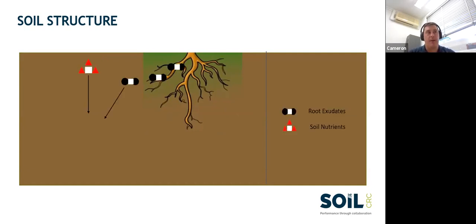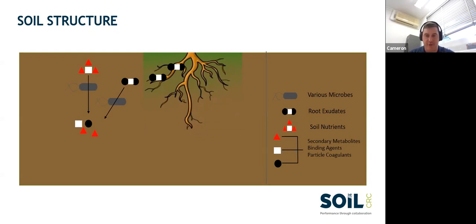So plant roots exude different forms of carbon in root exudates, and obviously through the breakdown of soil organic matter, you've got different soil nutrients sitting in there, and these are acted upon by various microbes, both bacteria and fungi, and then those are broken down through the decomposition.